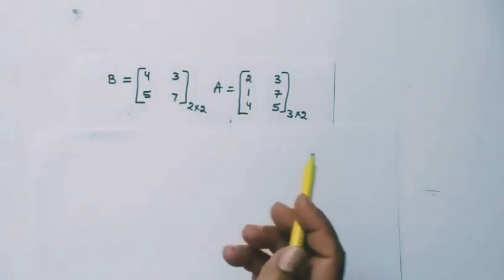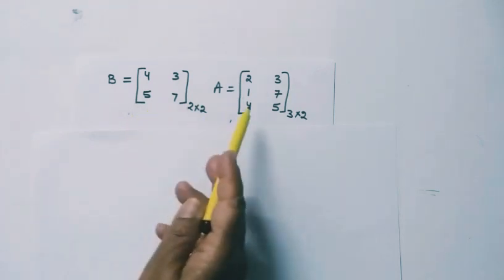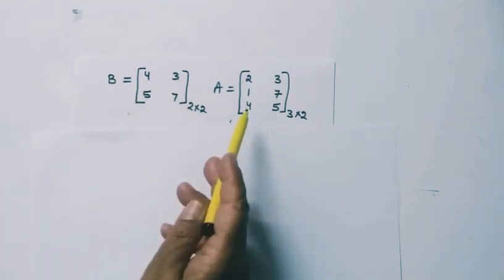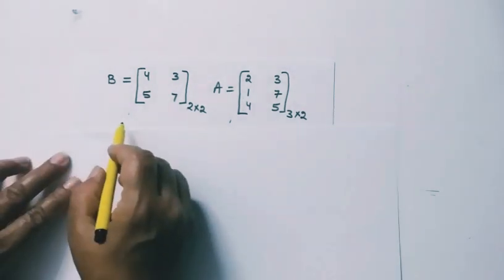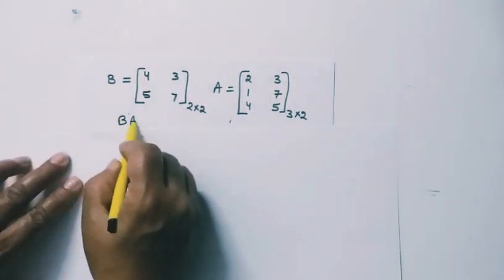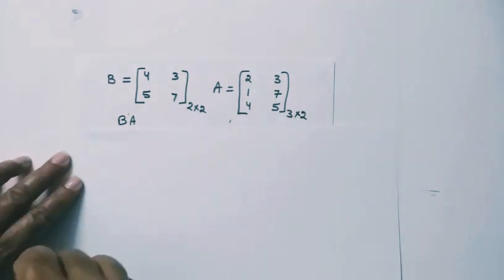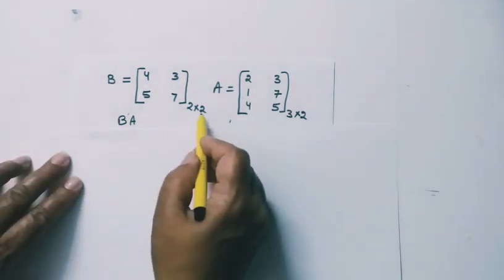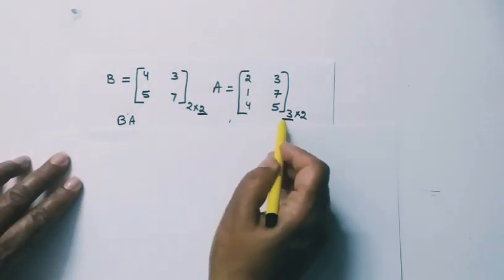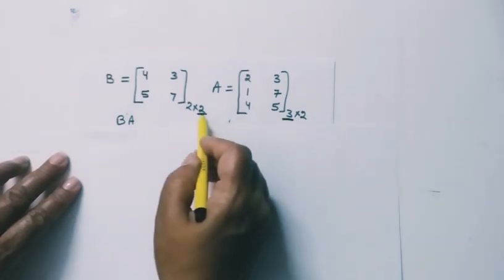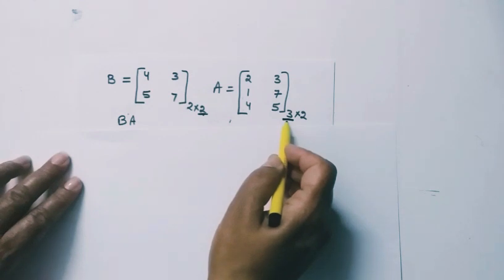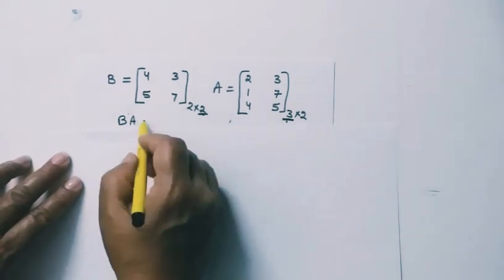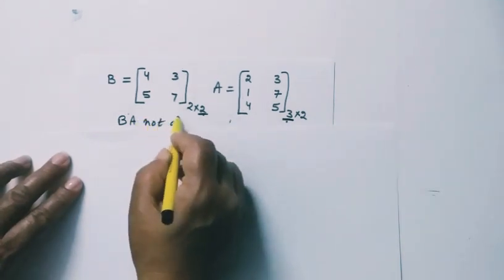Now students, let us take the same two matrices B and A and try to find the product BA. Previously I found AB, now I want to find BA. To find BA, I have to check that number of columns of B should be equal to number of rows of A. Is it so? No. B has got 2 columns but A has got 3 rows. That means students, the product BA is not defined.